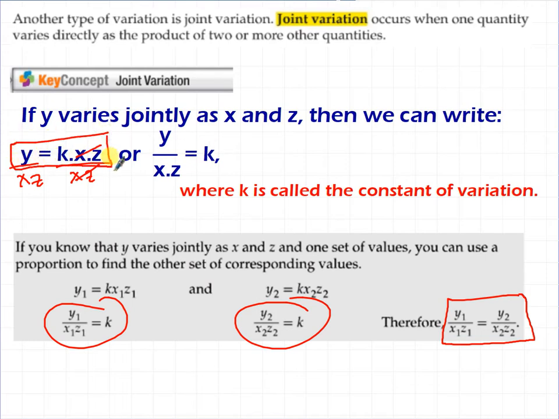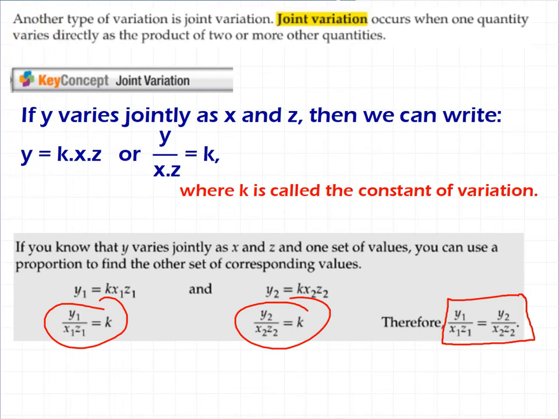Let's say A is varying jointly with B and C. So how do I write this? I write A equal to K times B times C, or A over BC equal to K. Okay? Because we are not going to use XYZ all the time. The names of the variables change from one question to another. Okay, so let's take an example about joint variation.